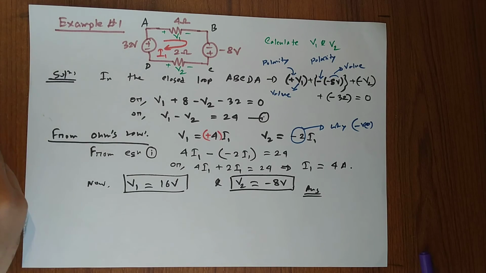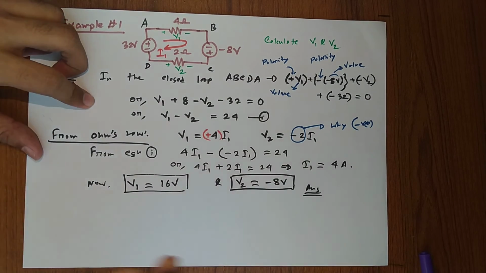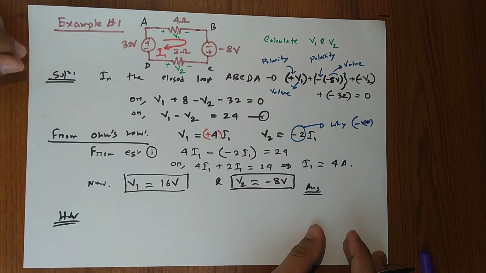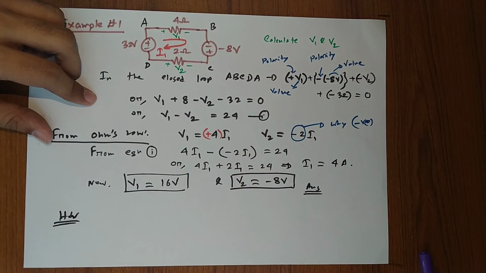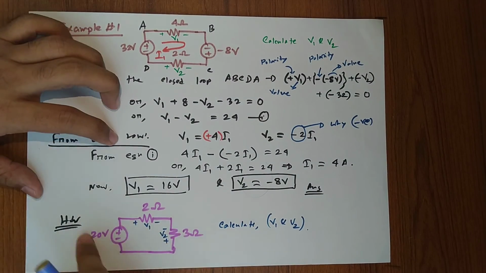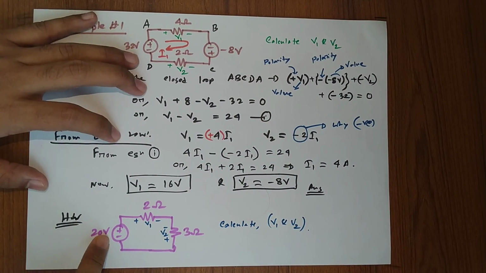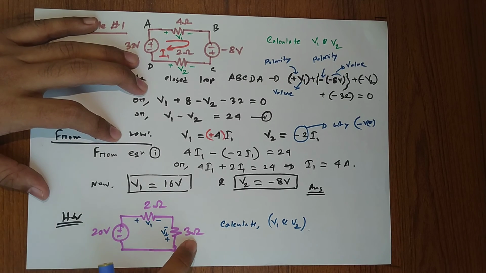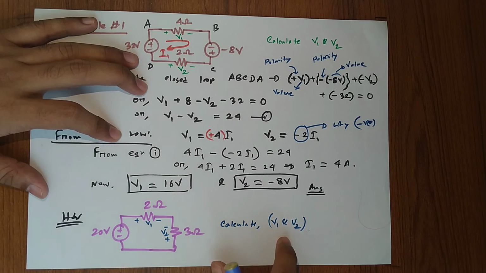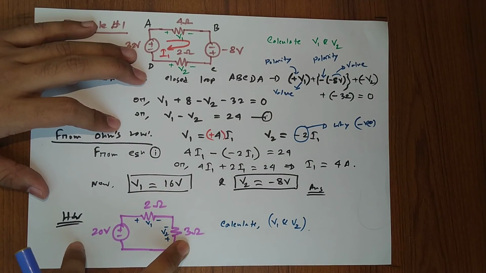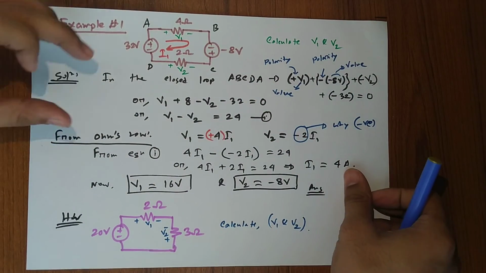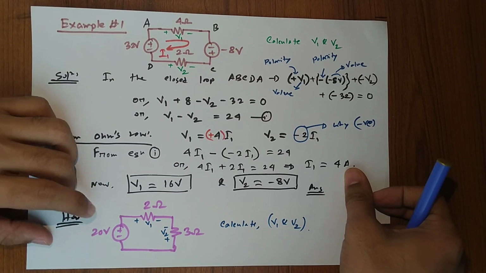I am giving you a homework example so that you can understand Kirchhoff's voltage law better. See students, this is your homework problem. This is a loop, and in this loop you have a 20 volt source. This is a 2 ohm resistor and a 3 ohm resistor. The voltage drop across the 2 ohm is V1, the voltage drop across the 3 ohm is V2. You have to calculate V1 and V2. This example is very easy.